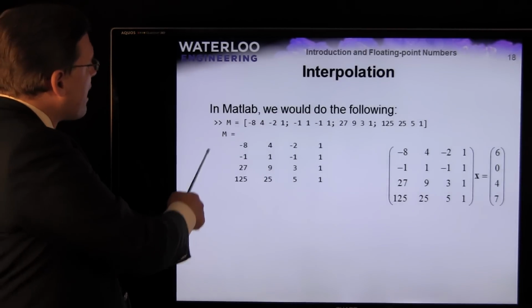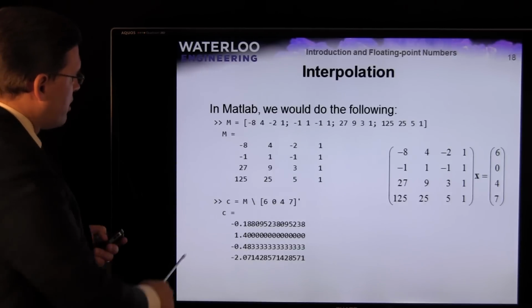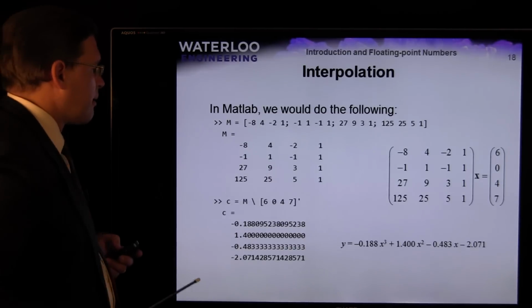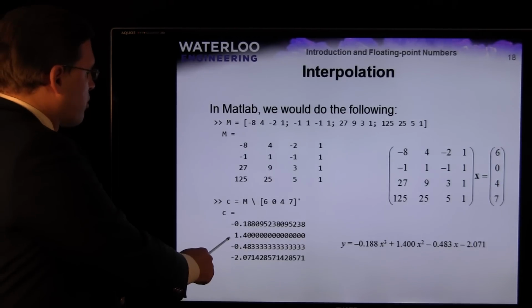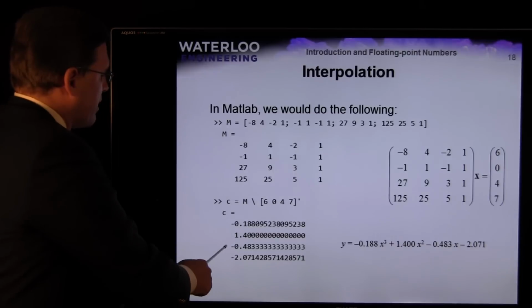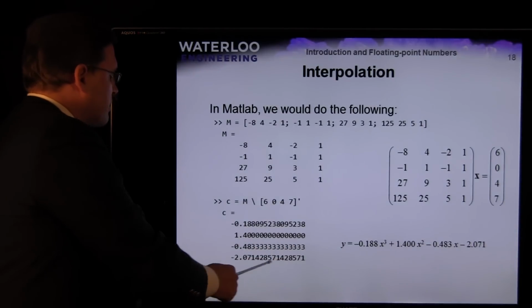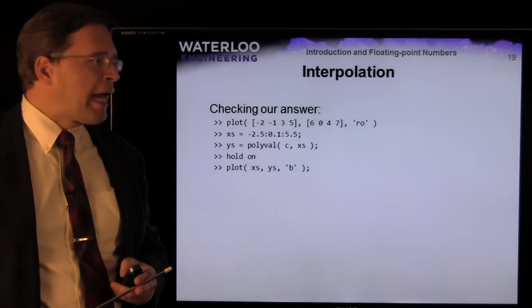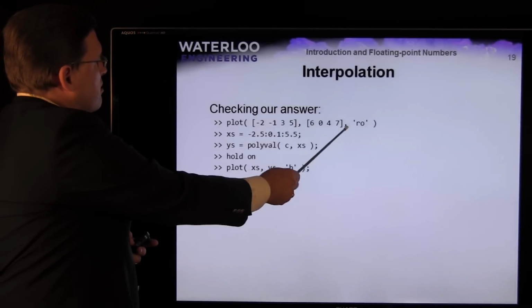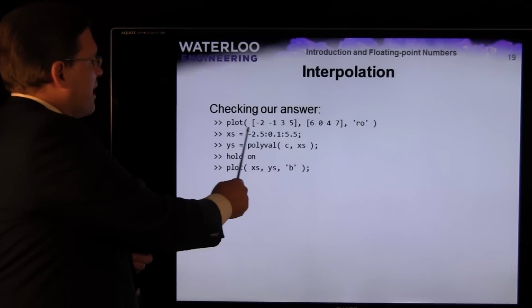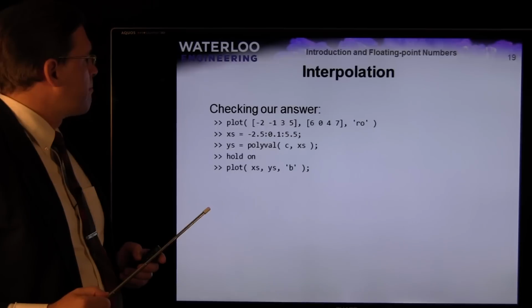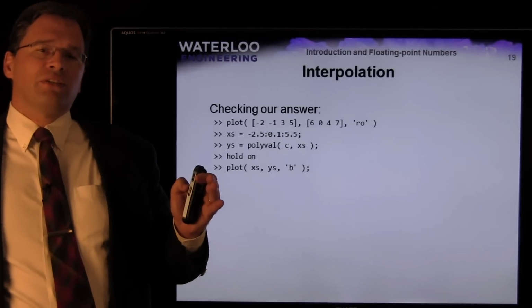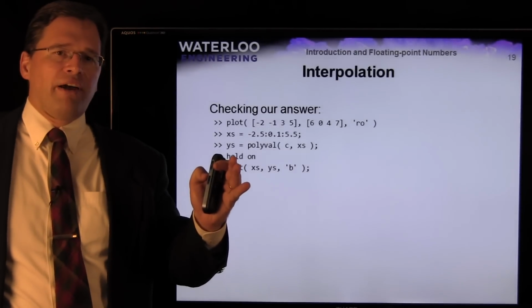So we can plug this into MATLAB, we can solve, and so therefore we have this term times x cubed plus 1.4 times x squared minus this term times x minus the constant coefficient. But don't trust me, you can actually check your answer in MATLAB. Here we're plotting the 4 points, the x values, the y values, as red circles. Then I'm going to create a vector of values going from negative 2.5 to 5.5.